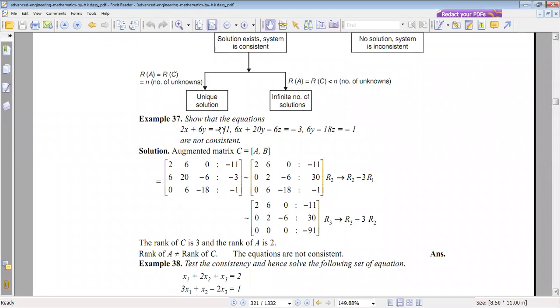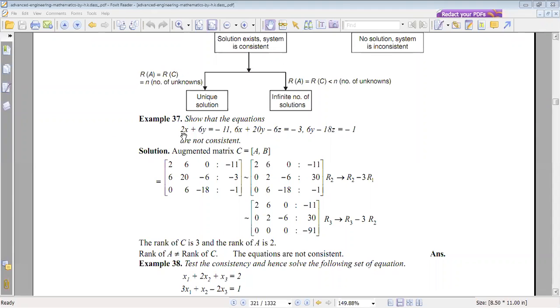See here. The equations 2x plus 6y equal to minus 11, and 6x plus 20y minus 6z equal to minus 3, and 6y minus 18z equal to minus 1, are not consistent. Okay, so when it is not consistent, the rank of the matrix is not equal to the rank of the augmented matrix. So this is the augmented matrix, C equal to [A : B].